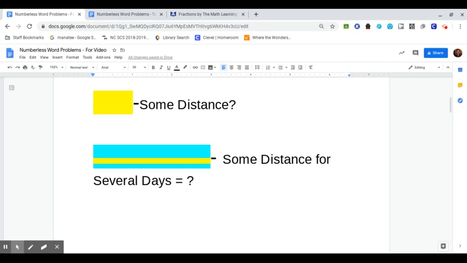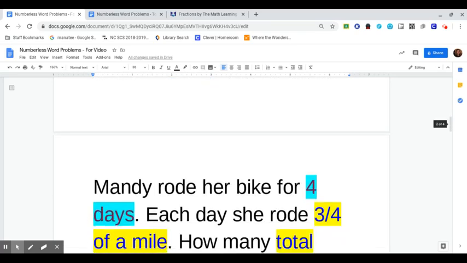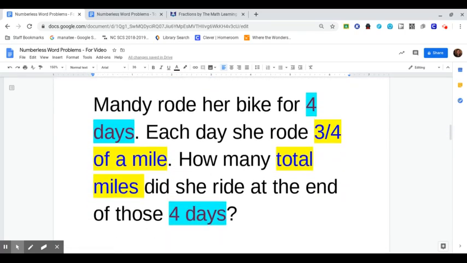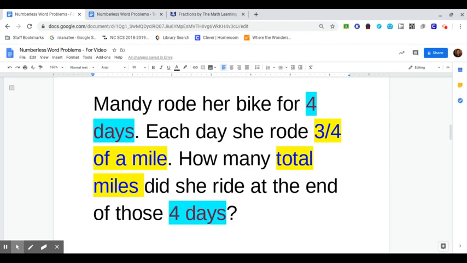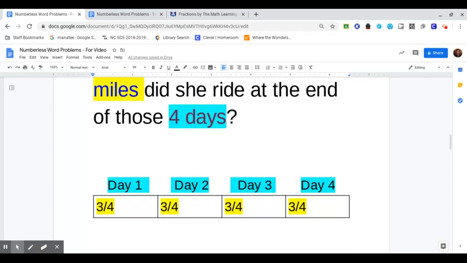So now we're going to look at how we would solve this problem if we put some numbers in there. We have Mandy rode her bike for 4 days. Each day she rode 3/4 of a mile. How many total miles did she ride at the end of those 4 days? So now we can see she rode her bike for 4 days, and each day she rode 3/4 of a mile. If we represent this with the bar model, it looks like this.